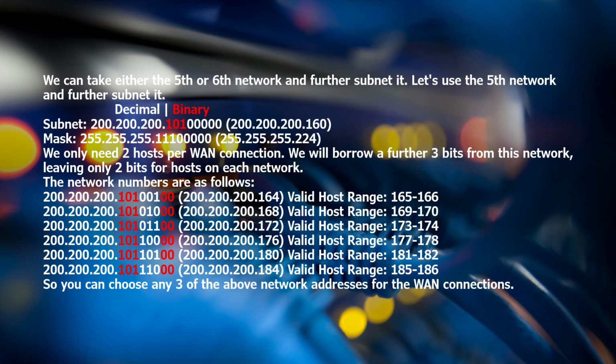As we can go on like 164, 168, 172, 176, 180 and 184, the values of the host range will be like you can see, 65 to 67, 69 to 70, and so on. So you can choose any of the above network addresses for the one connection, because there are only 2 connections, so we only need 2 usable IPs.